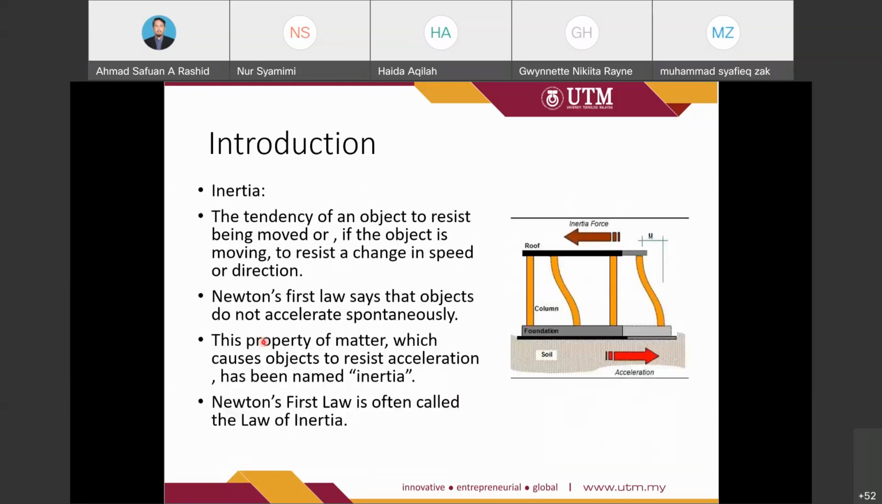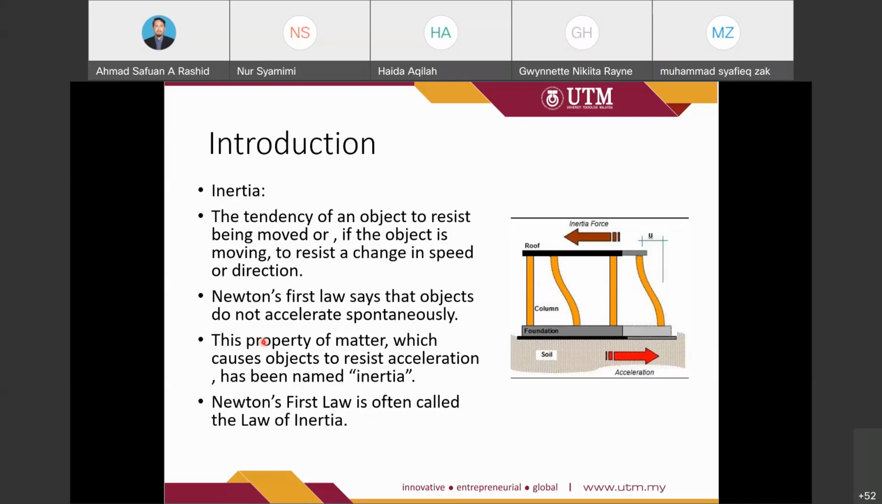So the problem with dynamic loads, although the magnitude is considered low compared to the static value, is that it has problems with inertia. So what is inertia? It is the tendency of an object to resist being moved, or if the object is moving, to resist a change in speed or direction.